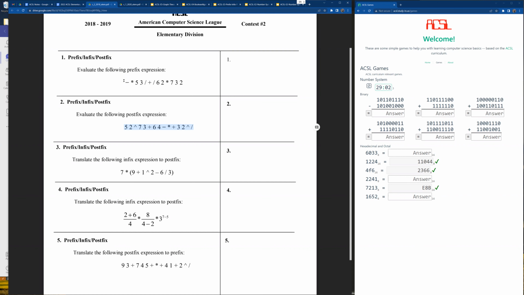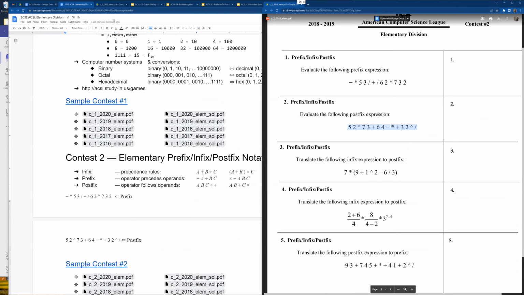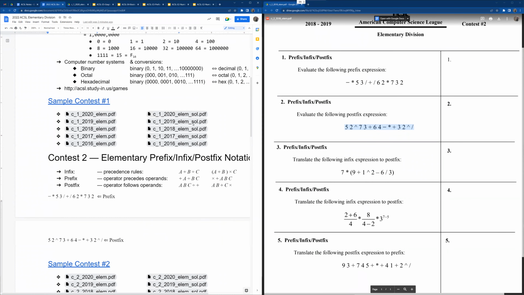So then 2 power 7 3 plus 6 4 minus times plus 3 to power divided. Okay, 5 to the power of 2 is 25. 7 plus 3 is 10.